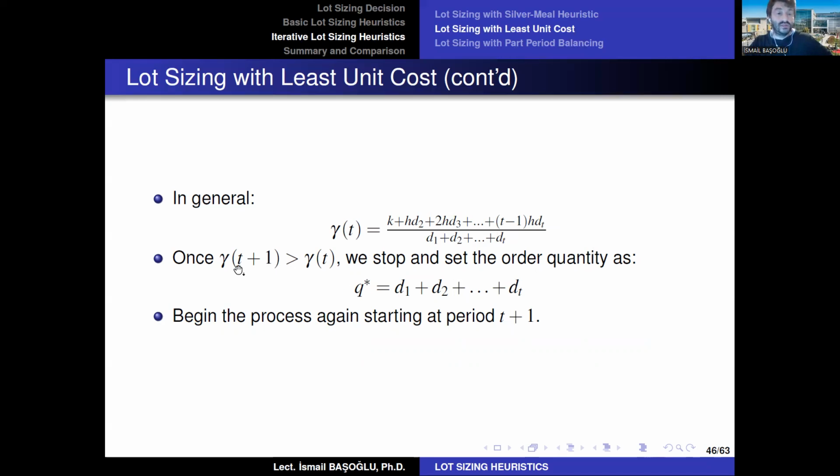And at some point, when you introduce a new period in this calculation, the gamma t plus 1 will be greater than gamma t, and this is the point where we stop and we say that t is the optimal number of periods that we need to span when we plan an order receipt at this point. And we are going to start this process again, just like in the silver meal heuristic, in the next period.